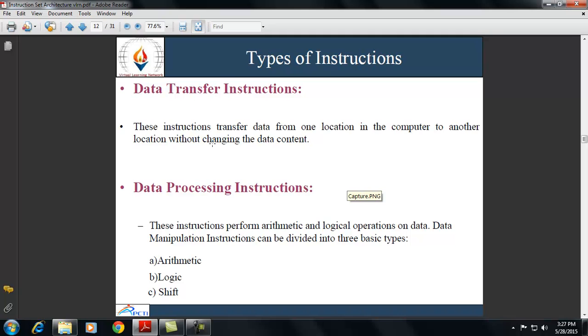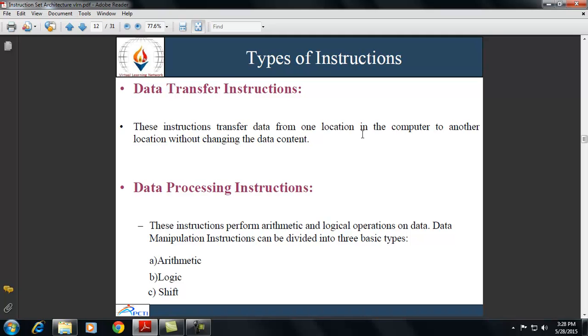Next category is data processing instructions. Data processing instructions perform arithmetic and logical operations on the data. The data manipulation instructions can be divided into three basic types, that is arithmetic, which includes addition, subtraction, multiplication, division, etc. Logical, which results in either true or false, that can be AND, OR, NOT, XOR, and shift operations, used for shifting or transferring of bits either to the left or to the right, and it can be used to realize simple arithmetic operations or data communication operations, etc.